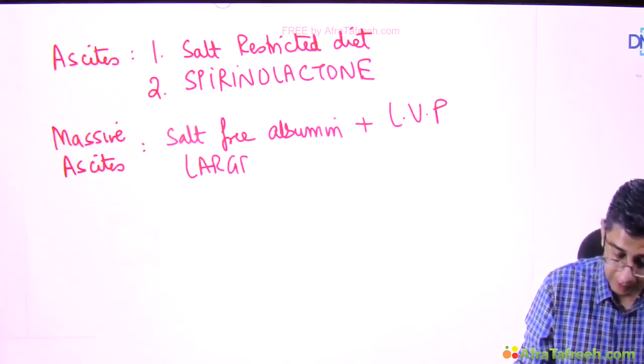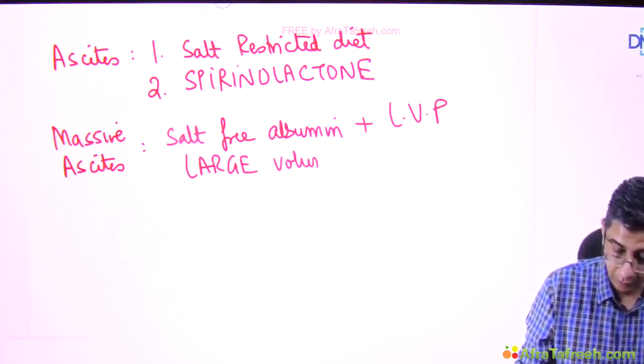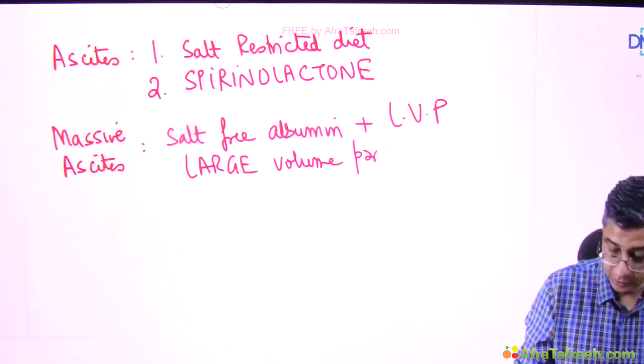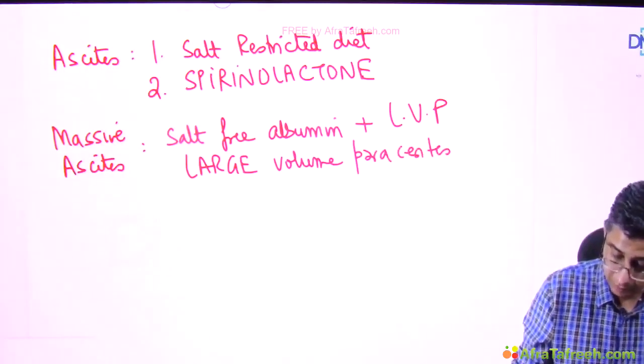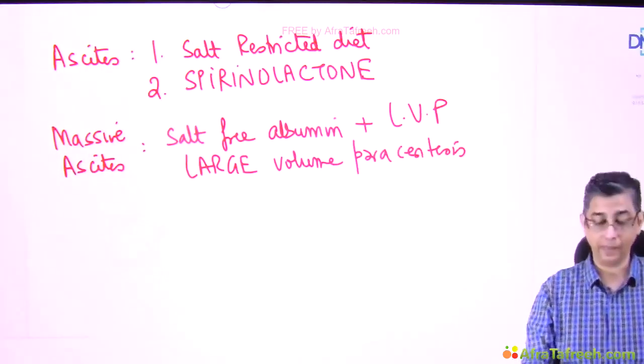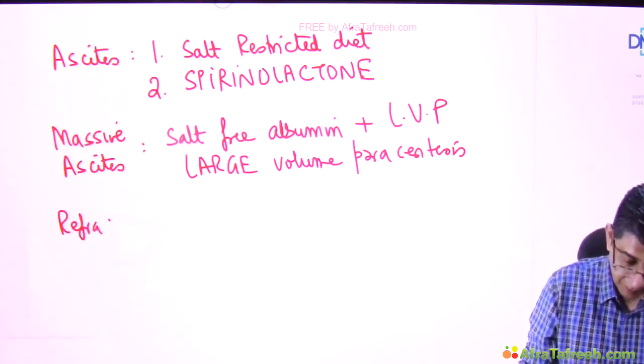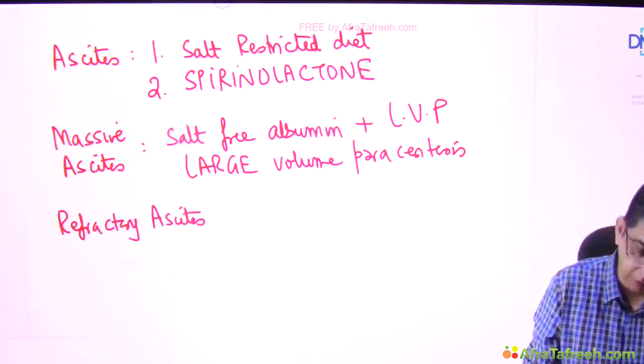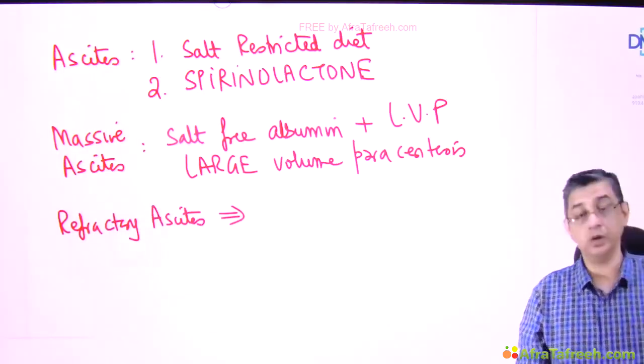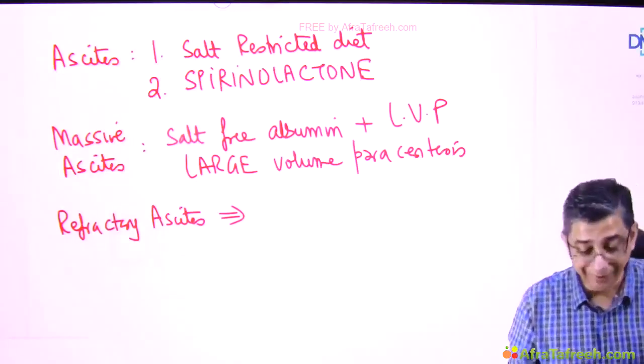I repeat my words. In MCQ, it will be written low volume paracentesis in one of the choices also, but we don't go for low volume, we go for large volume paracentesis. In some cases, there can be refractory ascites also. What I mean by refractory is medically refractory, because if you take out the fluid, obviously, you will resolve the problem. But I'm talking about refractory ascites in a patient.